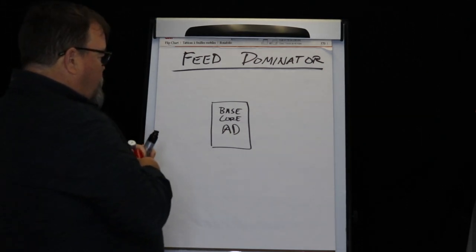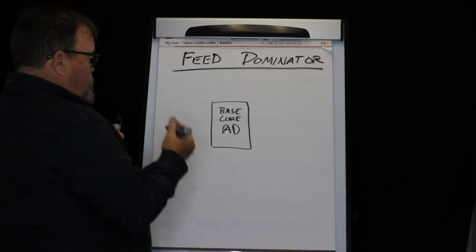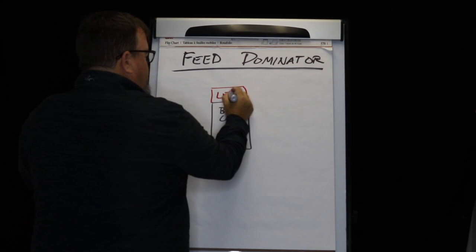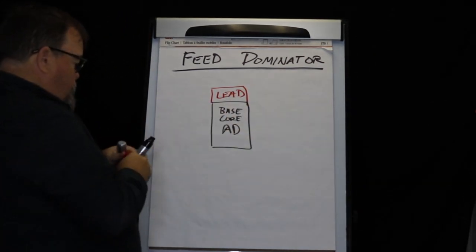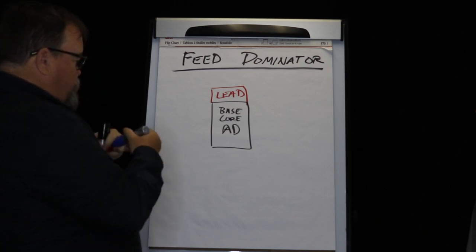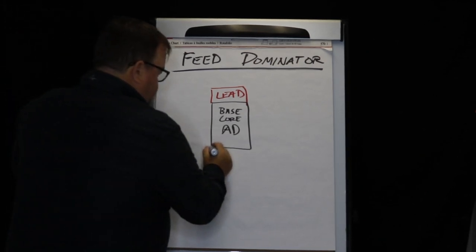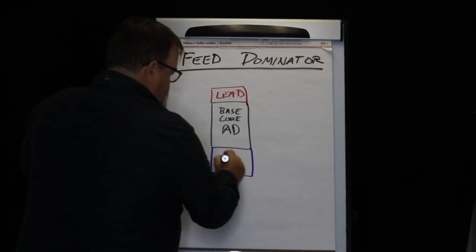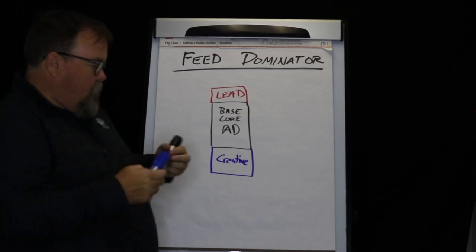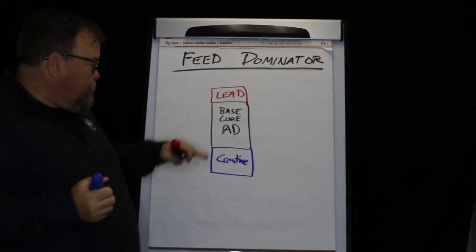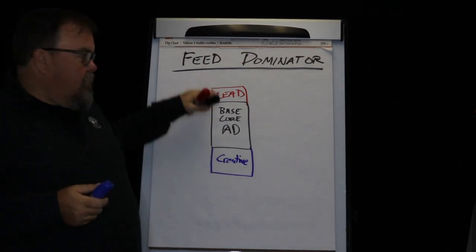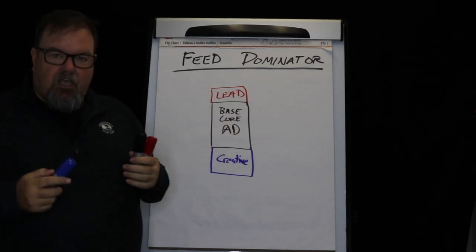Then, on top of the base ad, you have the lead, and then below it down here, you have the creative. Okay? So what you do, and how I do this, is you rotate the lead and creative and duplicate the base core ad every time.